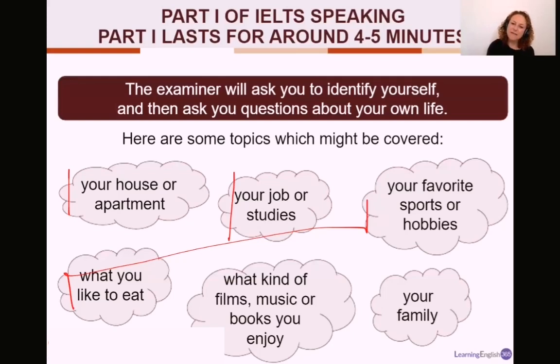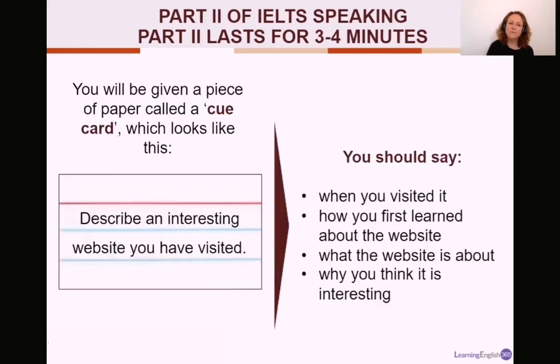So that's part one then. So quite straightforward. Part two. In part two, you'll be given a topic to talk about. And we've got an example on the screen of a cue card. And it's got a task on there. And it says, describe an interesting website you have visited.